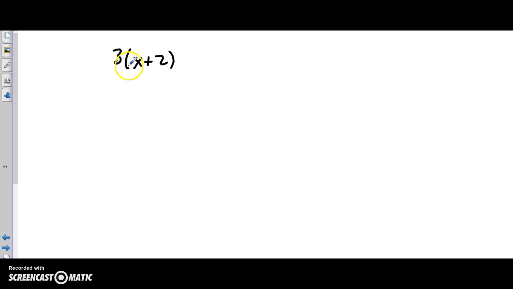Okay, so algebraically, when you open up the bracket, you multiply everything in the bracket by everything outside the bracket. So it's 3 times x plus 3 times 2, and you can show it like that. So 3, this guy times this guy, and times that guy, okay? And does that make any sense?